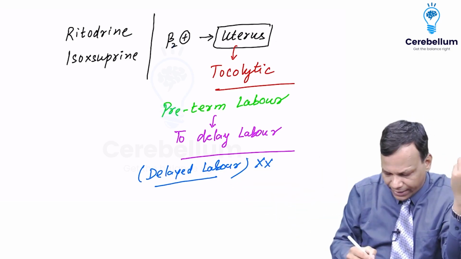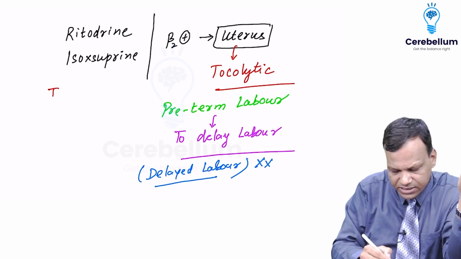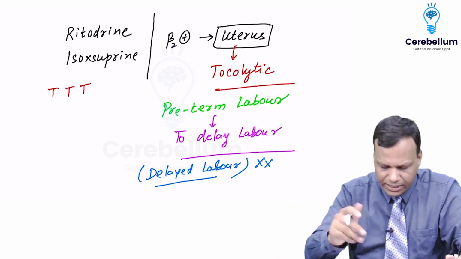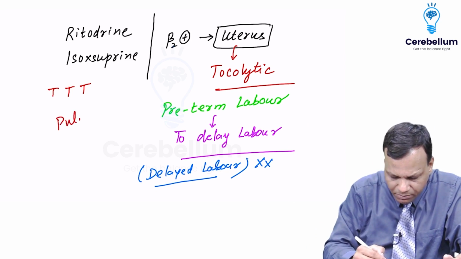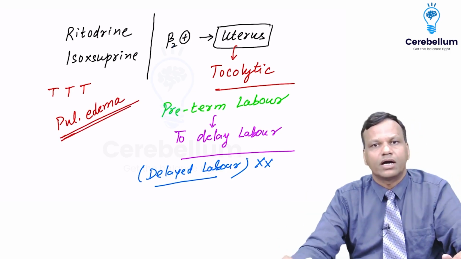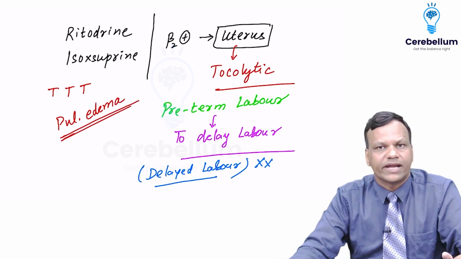Okay. Now, like all beta 2 agonists, they cause the 3 T's as a side effect. Tachycardia, tremor, and hypokalemia can occur. In addition, they can also cause pulmonary edema. They can cause pulmonary edema, another side effect of ritodrine-like drugs.